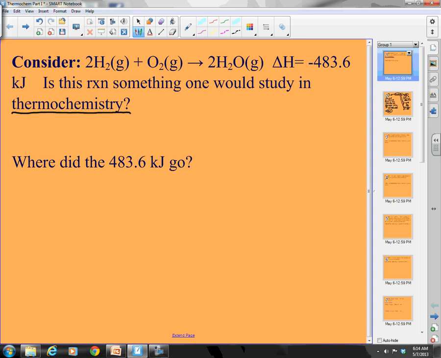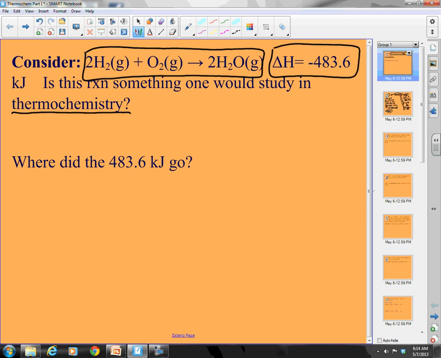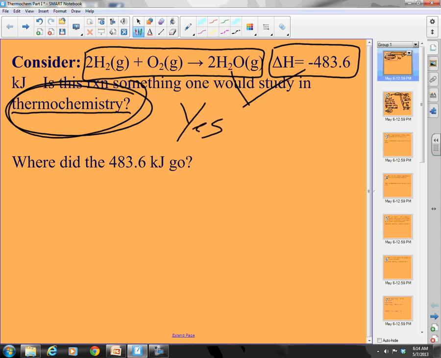Is this reaction something one would study? Well, in thermochemistry, we have a reaction and we have heat, and whenever we have heat and a reaction, then that is certainly thermochemistry. Yes, this is something we would study. Okay, so now the question is, we have 483.6 kilojoules, right? We said it's a negative value, so that's an exothermic reaction, and the question is, where did that heat go?